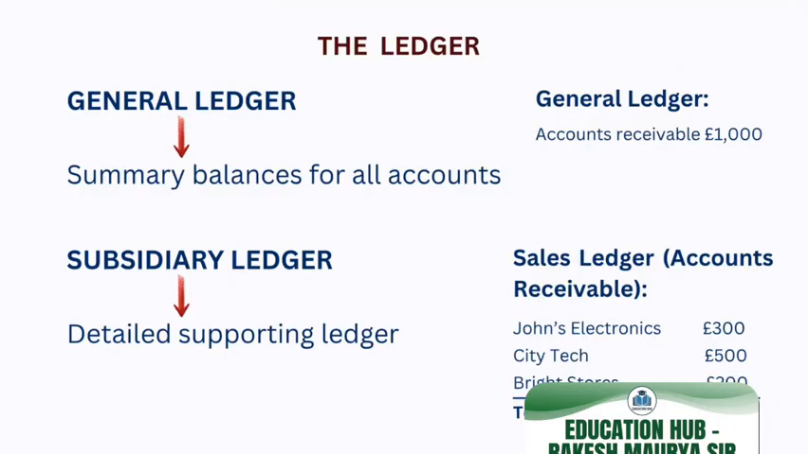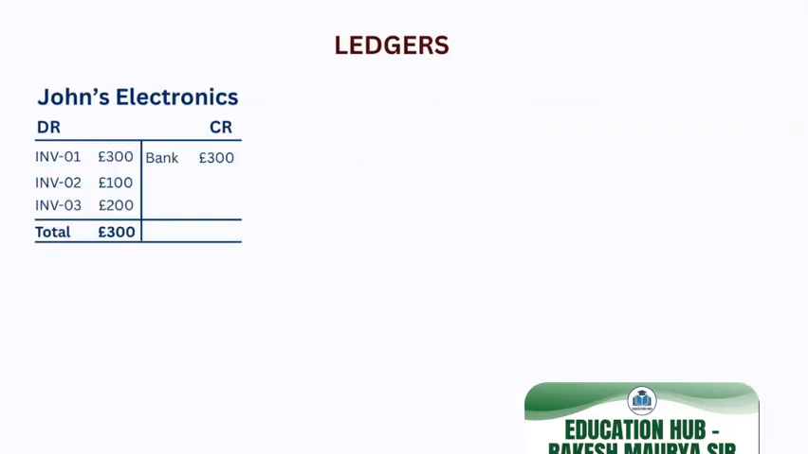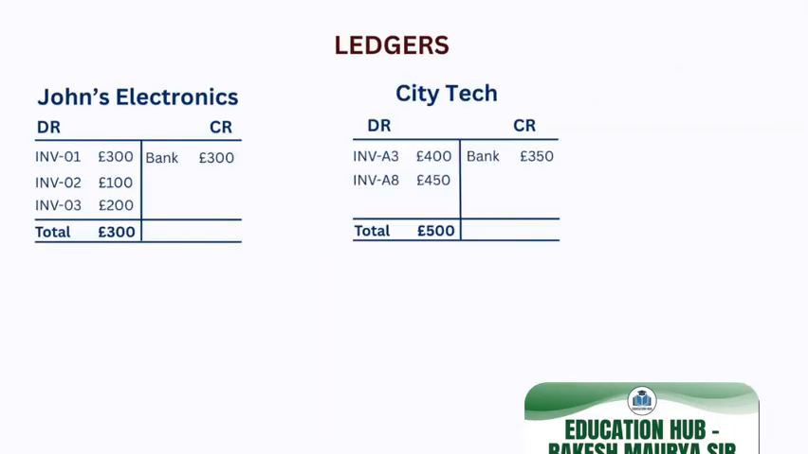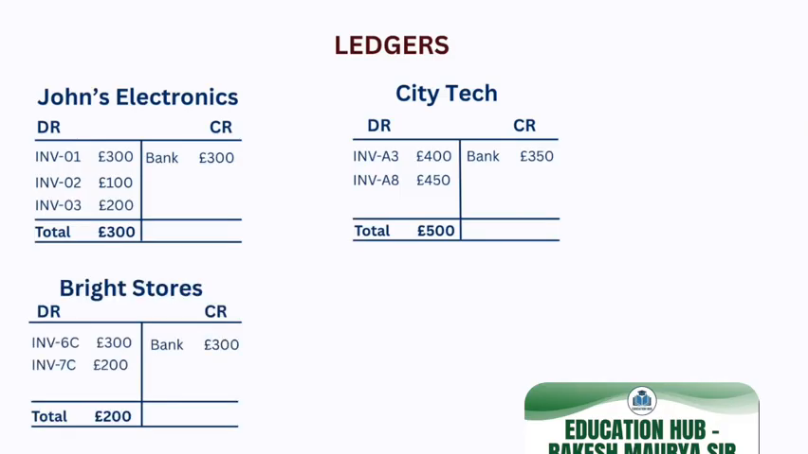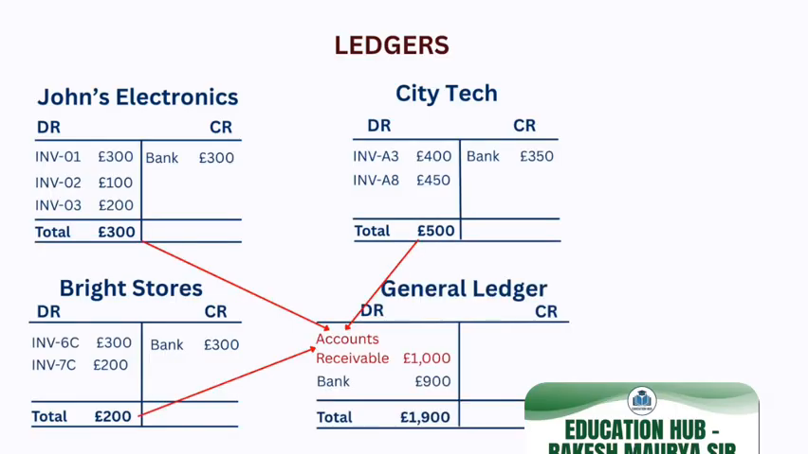Suppose 3 customers owe money. John's Electronics owes £300, City Tech owes £500, Bright Stores owes £200. The sales ledger shows each customer separately. But in the general ledger, accounts receivable would simply show the total £1,000.